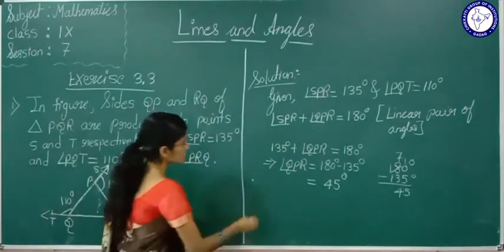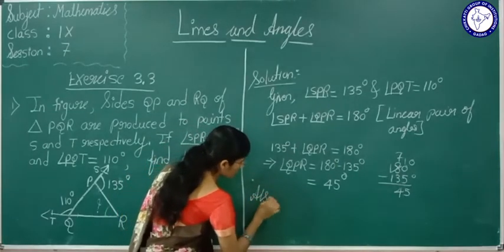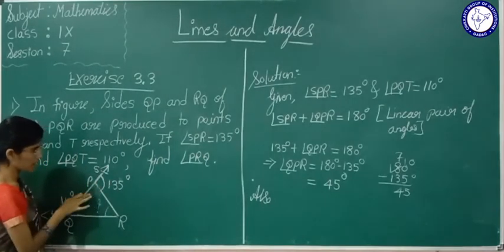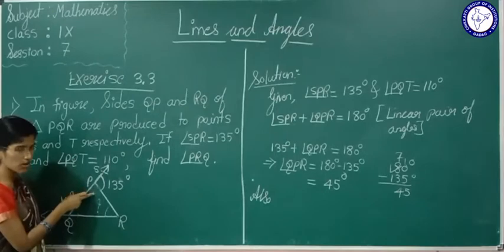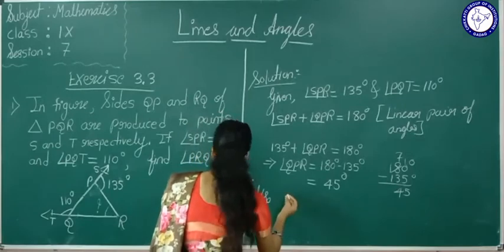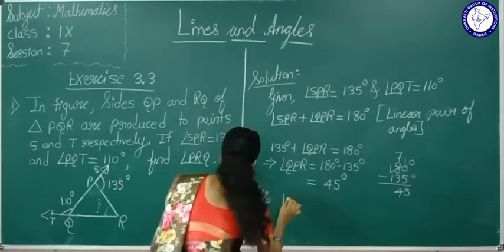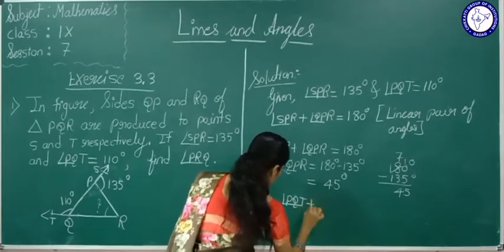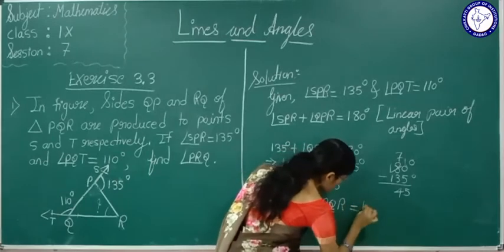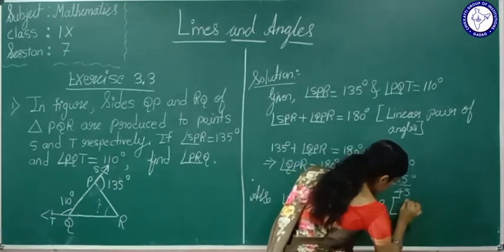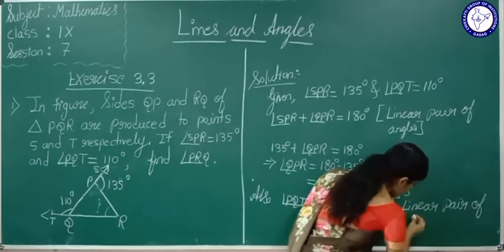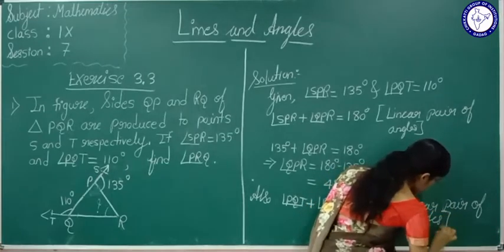Okay, see here. Now we got this angle QPR. We got this angle now, QPR, we got 45 degree. Now observe here also, angle PQT plus angle PQR is equal to how much, students? This is also 180 degree because linear pair of angles. Linear pair of angles. Yes or no?